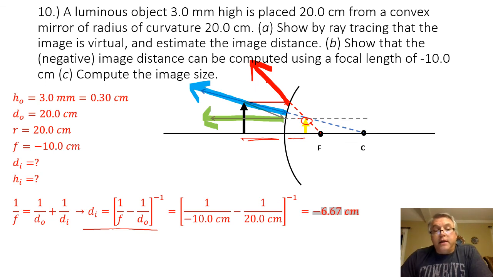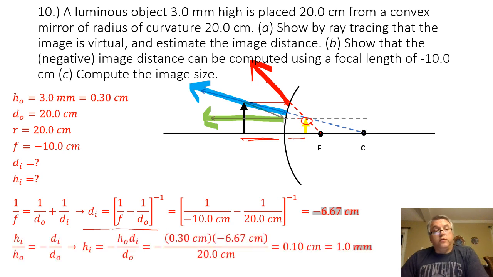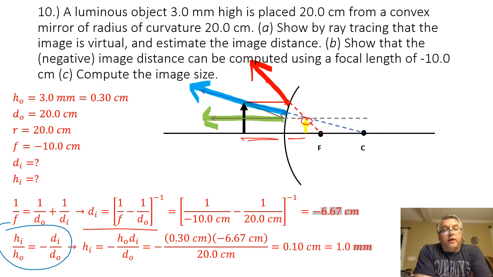All right, now to find the image height. I'm going to use this form of my magnification equation, and it's the ratio between the image height and the object height, and the image distance and the object distance. Solving that for image height will give me the image height equals the negative of the object height times the image distance divided by the object distance. Plugging my values into that equation is going to give me an image height of 0.10 centimeters or 1.0 millimeters.